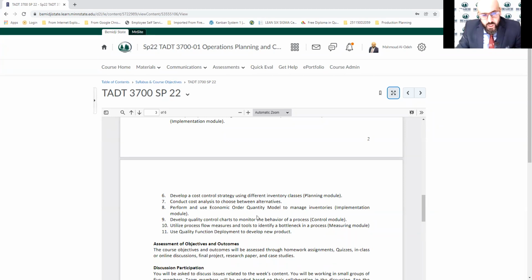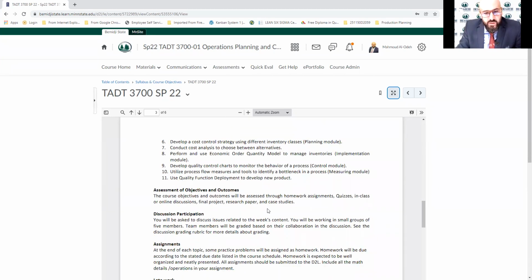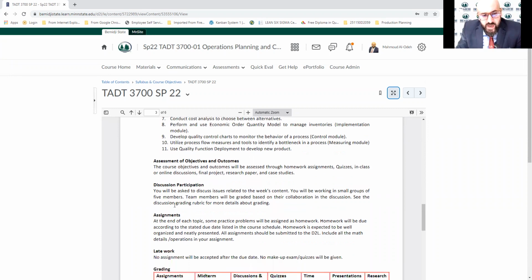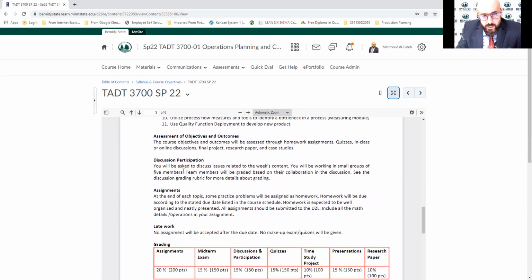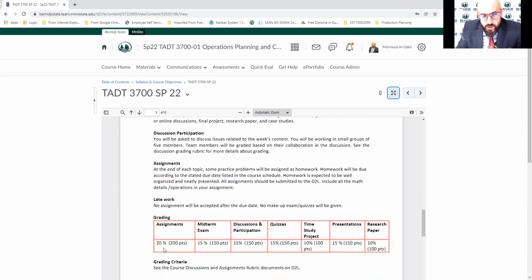This class will be assessed based on different ways, using homework assignment, quizzes, in-class and online discussions, final project, research paper, and case studies. I did provide a description. You could read about what the discussion is, the assignments, and so on.